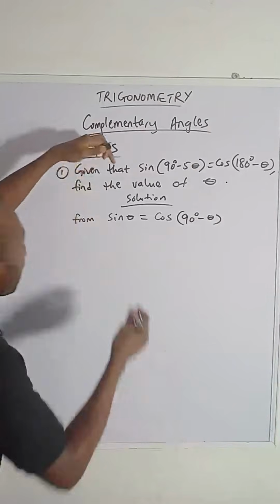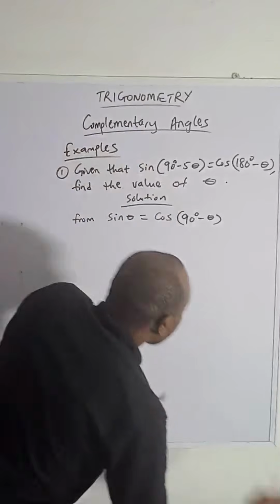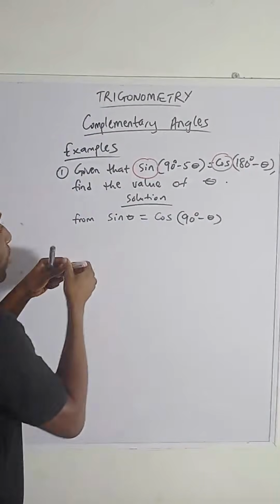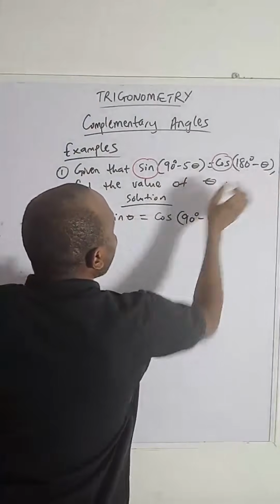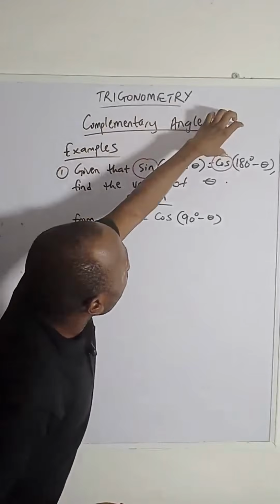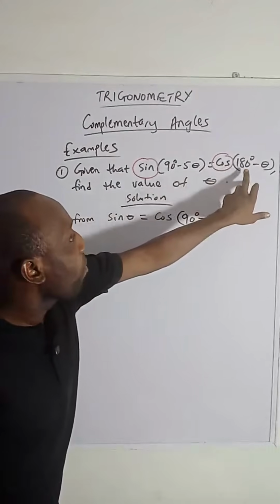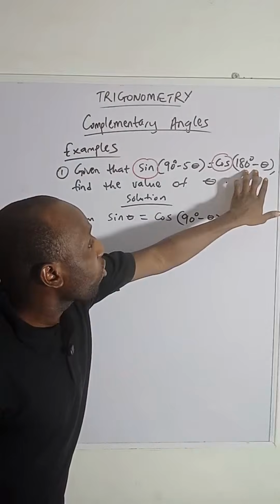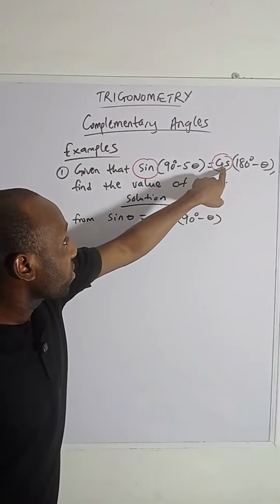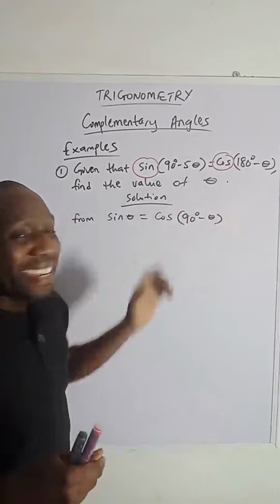Now, if that's the case, what I have here is sine. Look at this: this is sine, but this is cos. For me to be able to equate the angles, the trig function must be the same. So if I change this cos to sine, I must subtract this angle from 90 degrees. If I change cos to sine, I must subtract this angle from 90 degrees.